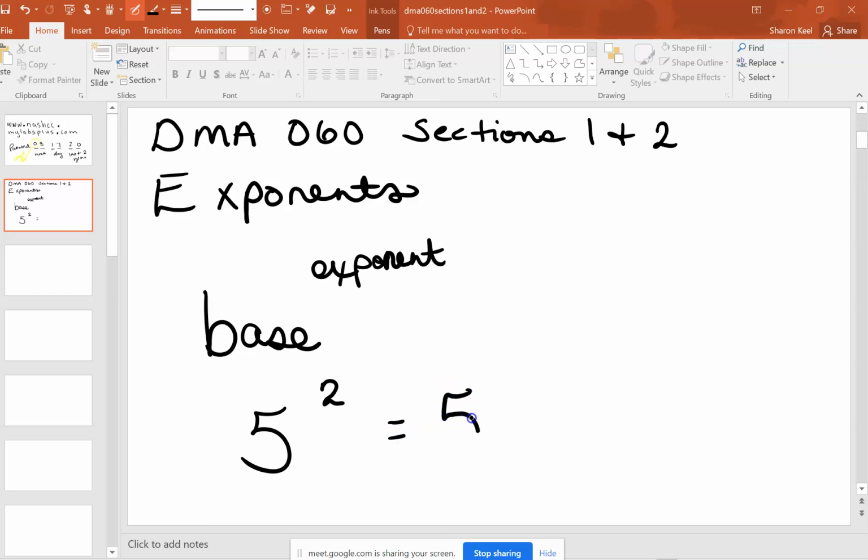The exponent represents how many times you multiply the number times itself. So 5 squared does not mean 5 times 2 is 10. The 2 means I'm multiplying 5 times itself twice. So that would be 5 times 5. 5 times 5 would give me 25.